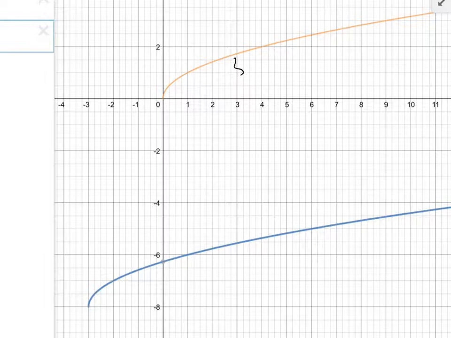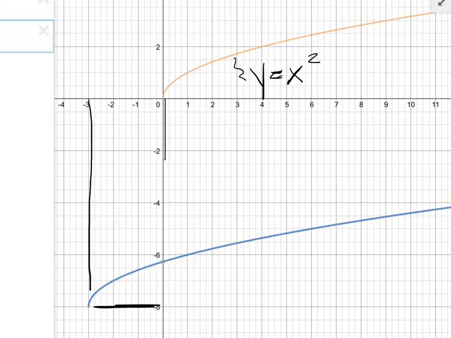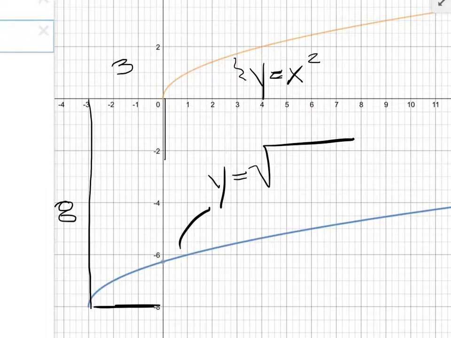The parent function is y equals the square root of x. This one has gone down a total of 8, down 8, and it's moved over 3 to the left. So we're going back 3 and then down 8. So this one should be y equals the square root of x plus 3 to move it to the left 3, and then on the outside minus 8.